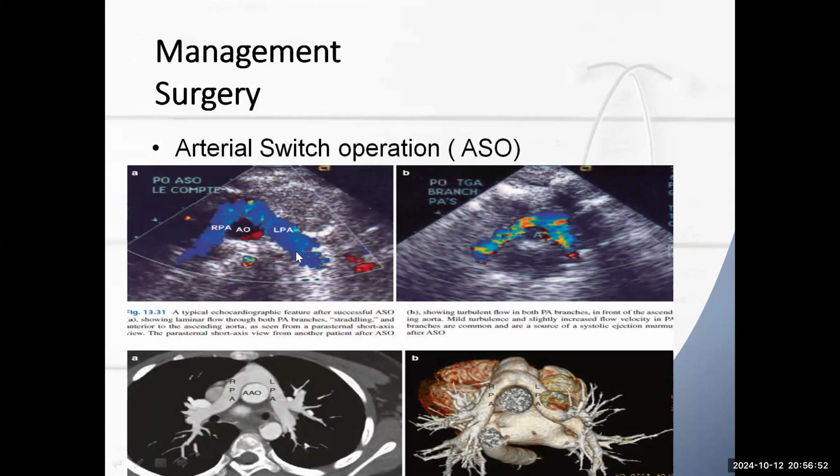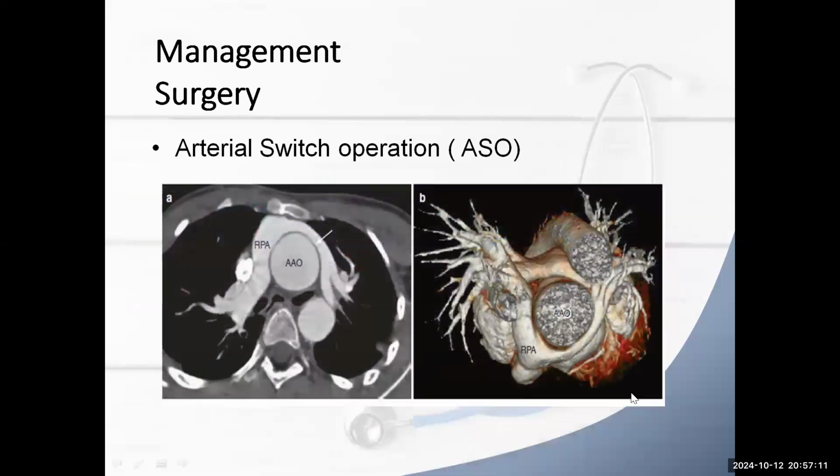By echo, in this Lecompte view, the aorta will be like a circle, and the two branches will be like 8 in Arabic. Okay, like a saddle of the horse. It's called the Lecompte technique. And sometimes one of these branches will be kinked or stenotic. And this is a common complication, as in this picture. It is a common complication in post-arterial switch operation.